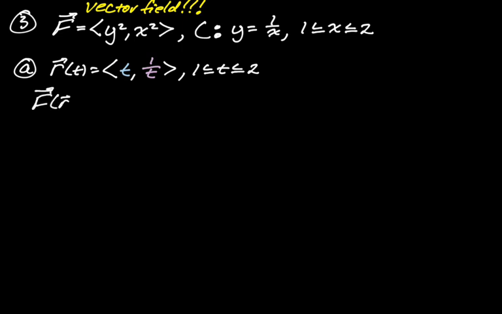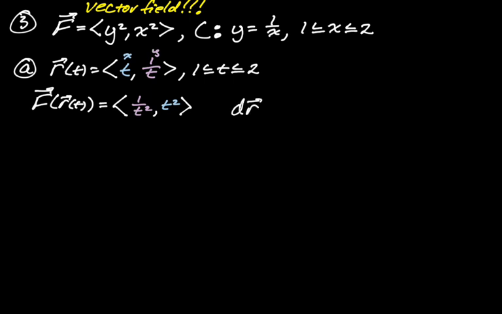So f of r of t, every x that we see becomes t, every y that we see becomes 1 over t. So this is going to be a vector field still, right? So it's going to be 1 over t squared because that's y squared, and then t squared because that's x squared. Okay, we also need to calculate dr.